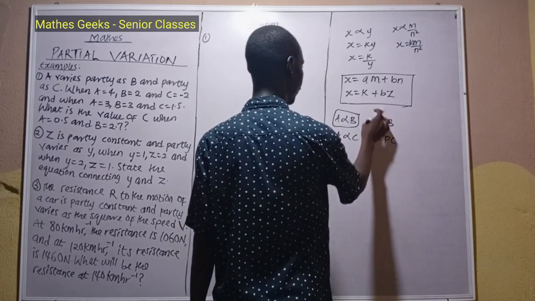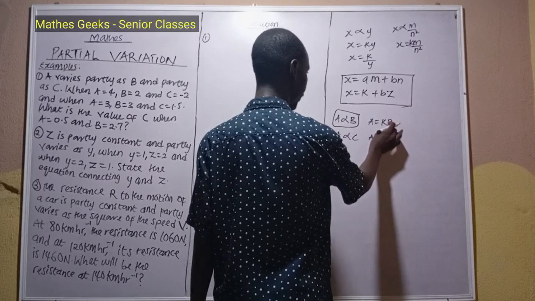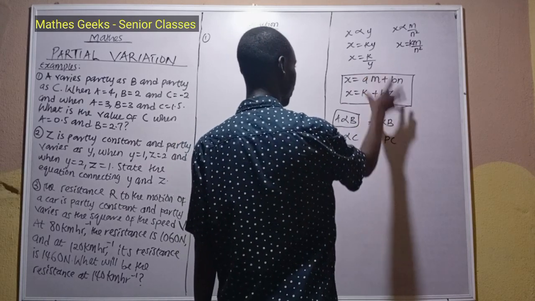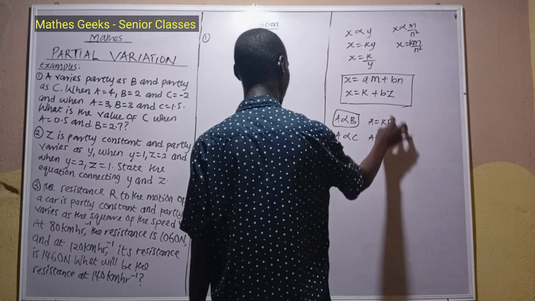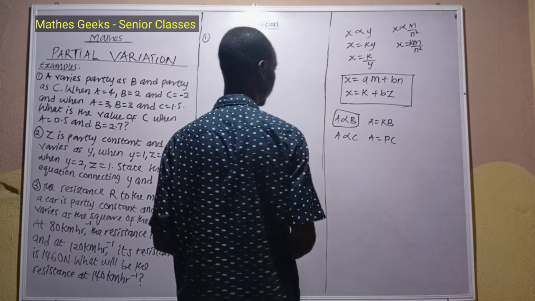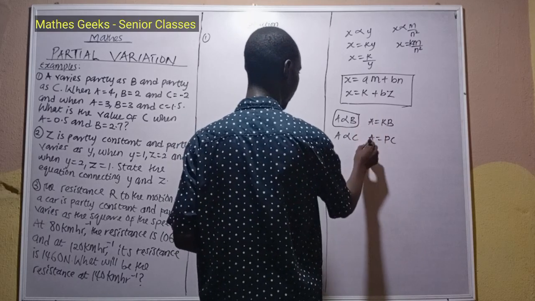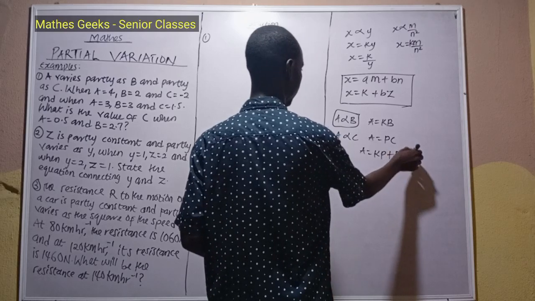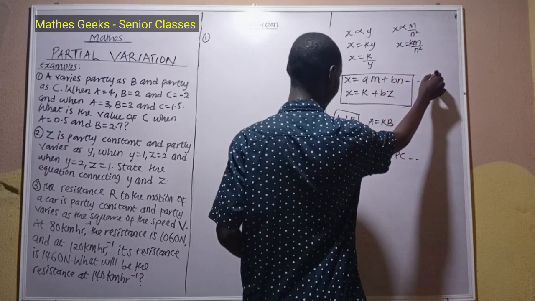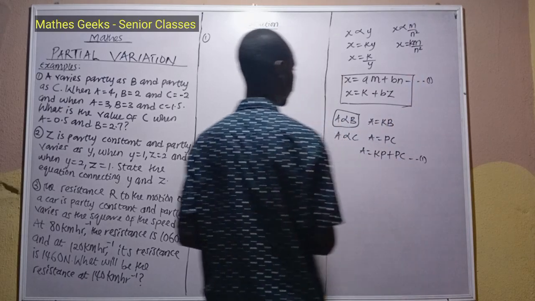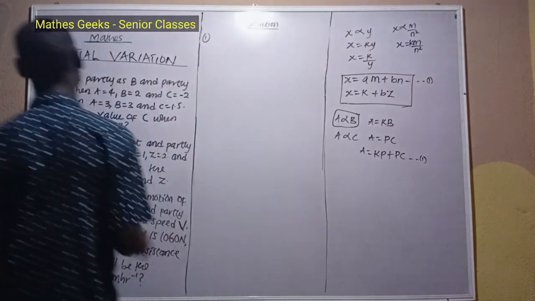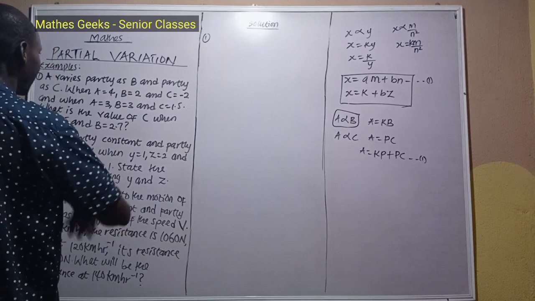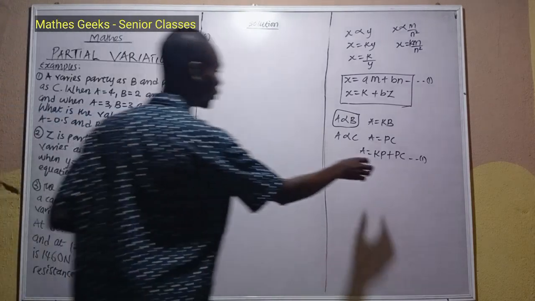So since both of them are related to a, or a varies as b and a varies as c, we know that for partial variation, it's usually the sum of the two terms that vary with a particular quantity, which in this case is a. This means that a is equal to kb plus pc. Check this. It is almost the same thing as this one and this one. So once the sentence tells you that a quantity varies partly as another quantity and partly as another quantity, it will end up in this form.